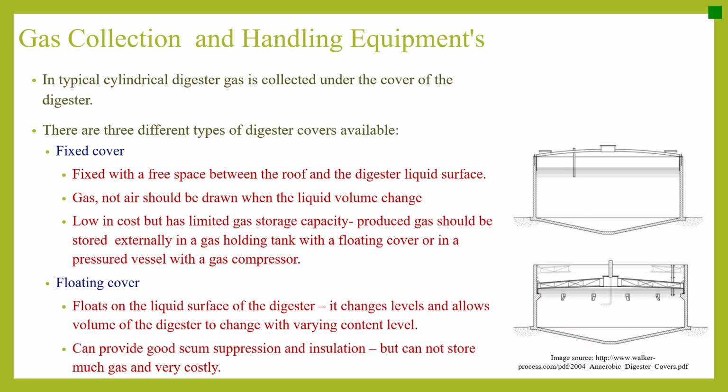One is the fixed cover. It is fixed with a free space between the roof and the digester liquid surface. Gas, not air, should be drawn when the liquid volume changes. It is low in cost but has limited gas storage capacity. Produced gas should be stored externally in a gas holding tank with a floating cover or in a pressured vessel with a gas compressor.